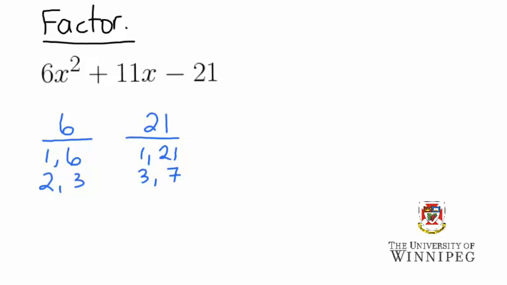and 3 and 7. Now, like before, I'm going to take one of these lists, I'm going to choose the second one, and rewrite the pairs in the opposite order. So I'm going to write down 7 and 3, as well as 21 and 1. Unlike our last example, I'm not really sure which factor pair to choose for 6x squared. I could either choose x and 6x, or 2x and 3x. So for now, I'm going to put x and 6x in, and then I'm going to test some possibilities for 21 to see if I can get my middle term of 11x.